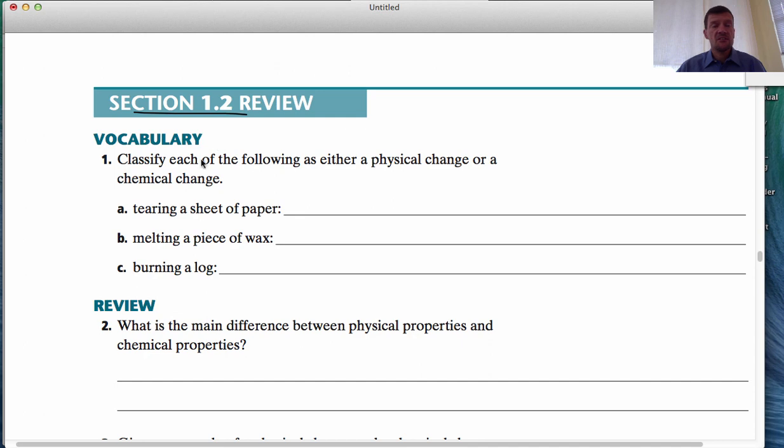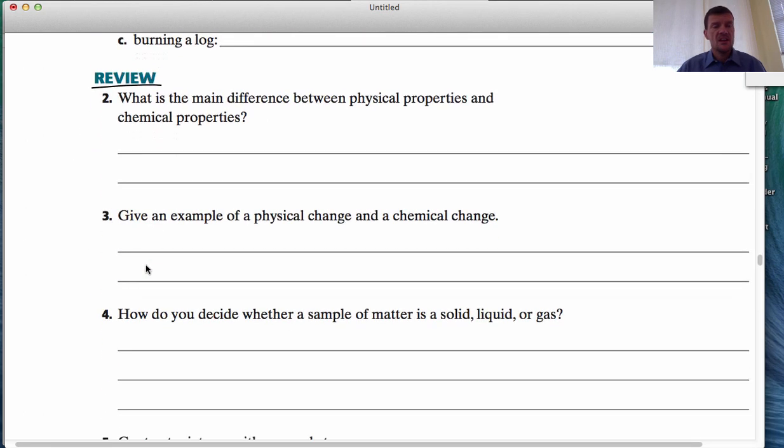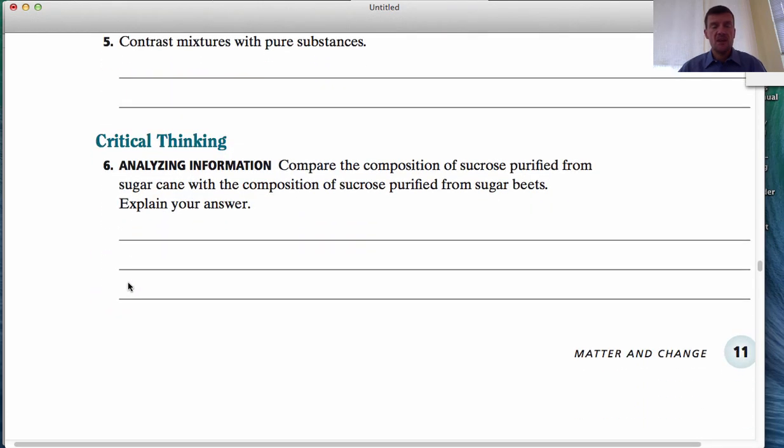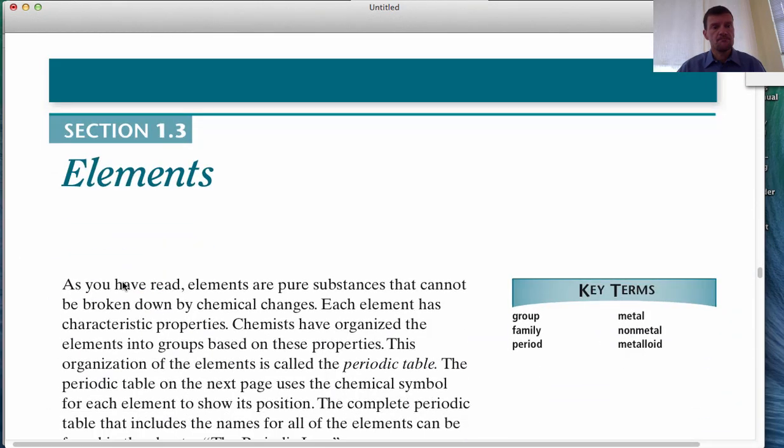As I mentioned, at the end of every section there are questions, so you can go ahead and answer these questions. You can pause here, answer these questions, and then I'll look at it and return you the answers when you submit it.